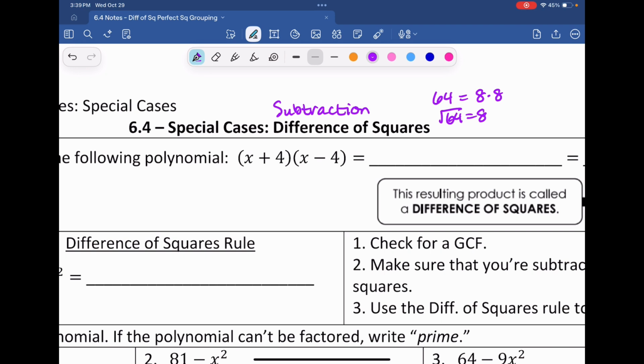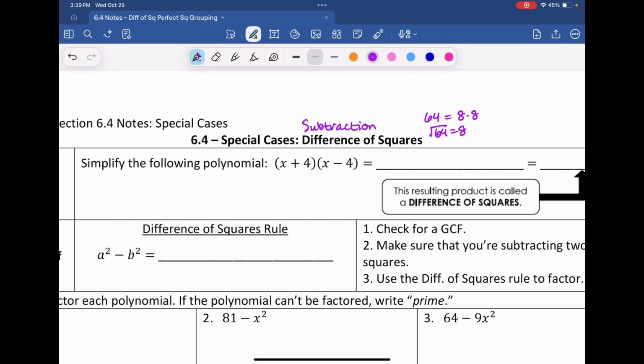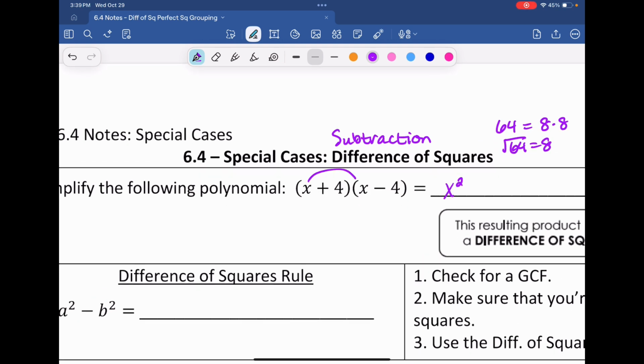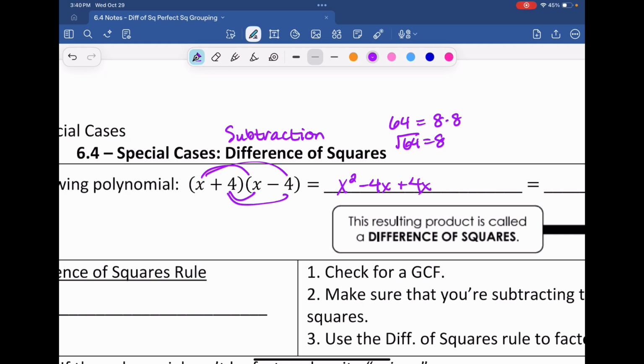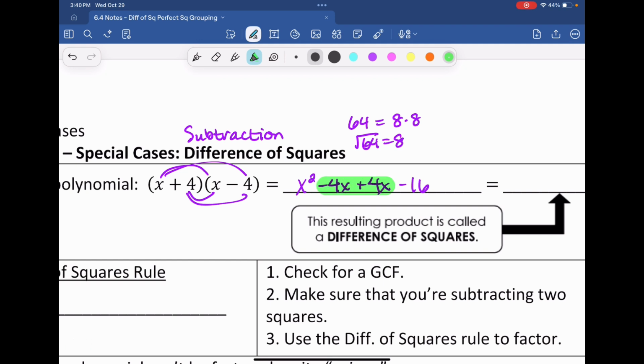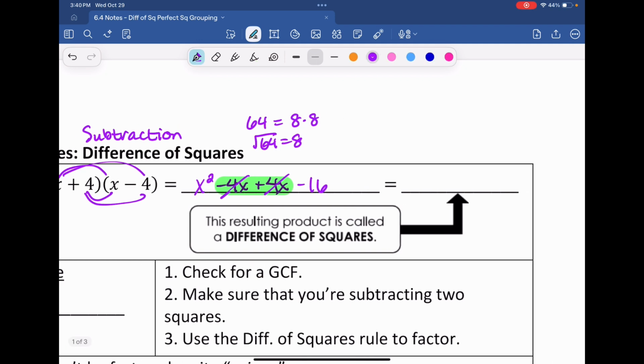All right, so numbers like 1, 49, 36, 81, a whole bunch of numbers, these are squares. Before we get into the actual factoring part, I want to go back to distribution for just a second. So we're going to distribute here. X times x, x times negative 4, 4 times x, 4 times negative x. And what happens is these two middle terms are going to cancel. And so you're left with x squared minus 16.